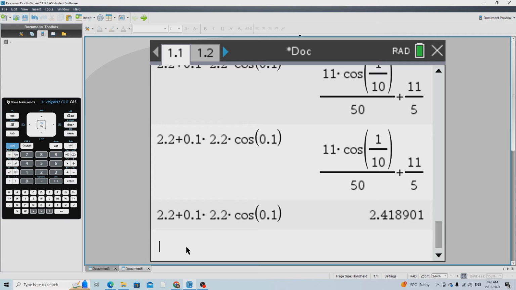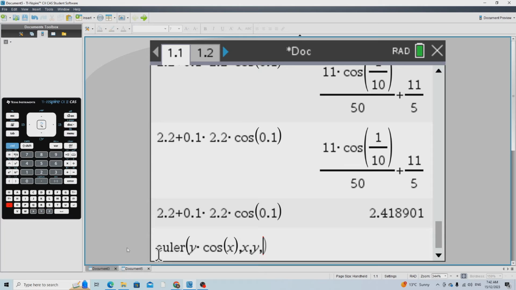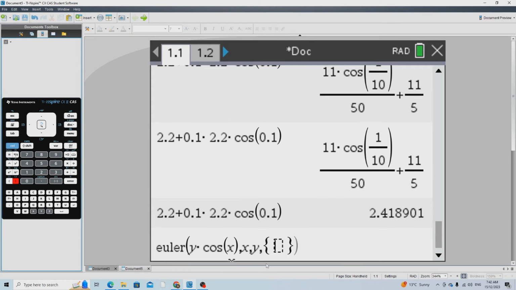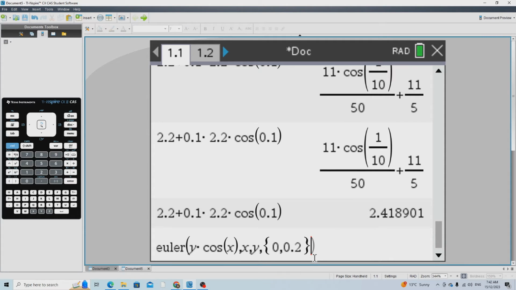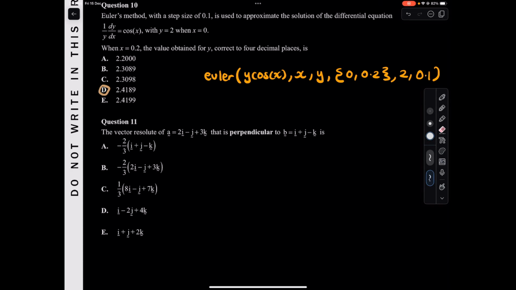Let's write that. Euler, y times cosine x, comma x, comma y, comma, these brackets from 0 to 0.2, comma 2, comma 0.1. Enter, and we get this. When x0 is 0, of course it's 2. When x1 is 0.1, it's 2.2. And when x is 0.2, this is our y value, 2.418, which is the same as what we got. So that's a quicker way to do it.